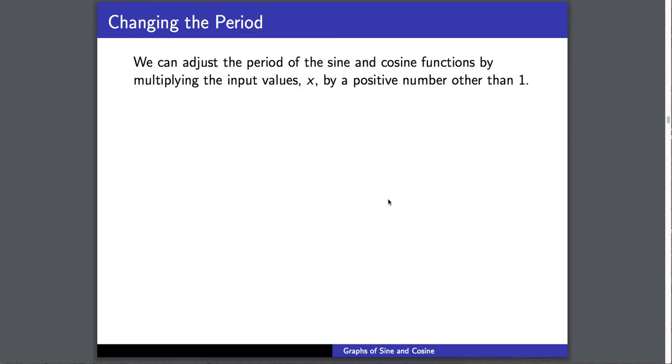which for our purposes is the period of sine and cosine. So we can adjust the period of sine and cosine by multiplying our input values, our x's, by a positive number other than 1. Truthfully, we can also multiply by a negative. That's a reflection over the y-axis. We won't really see that too much, but it may pop up from time to time.